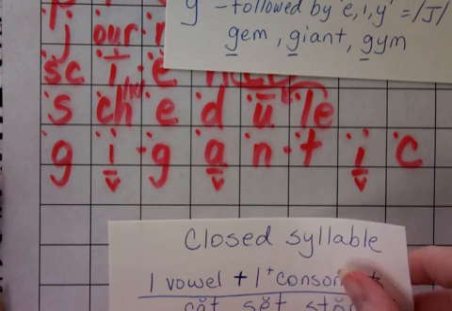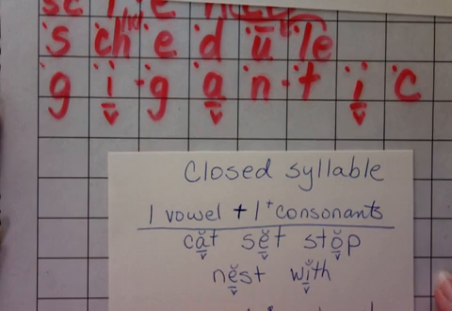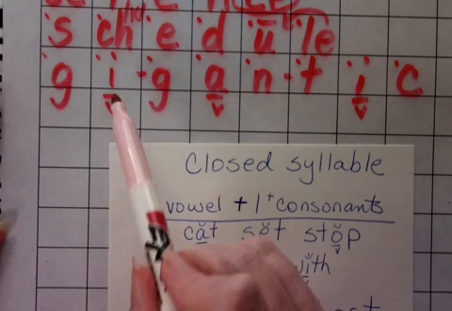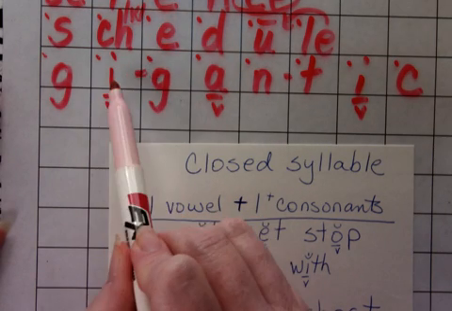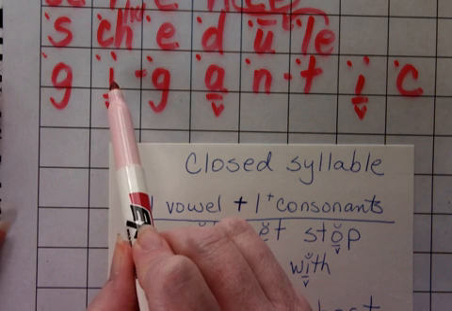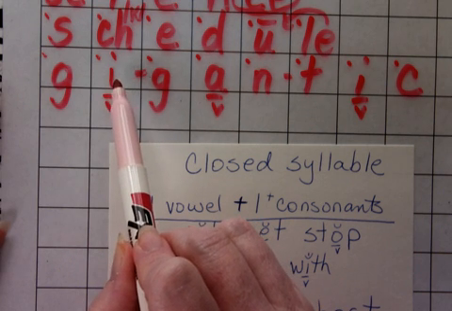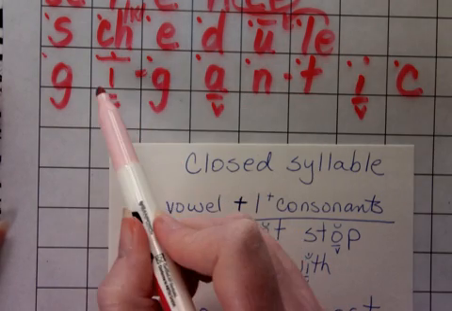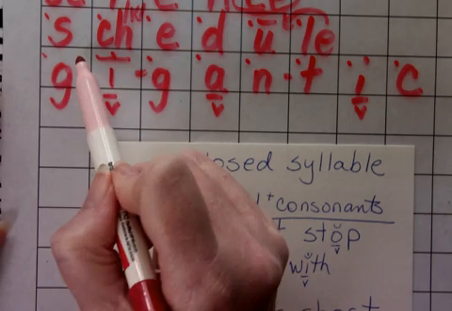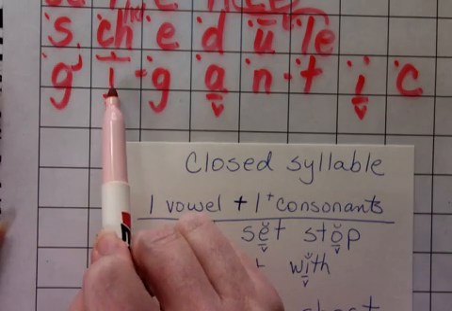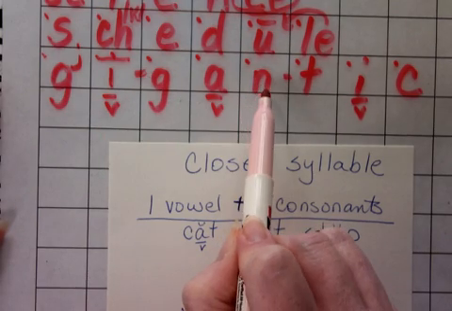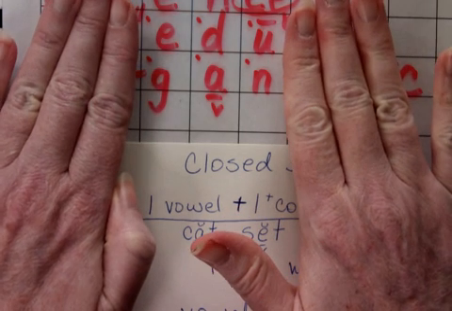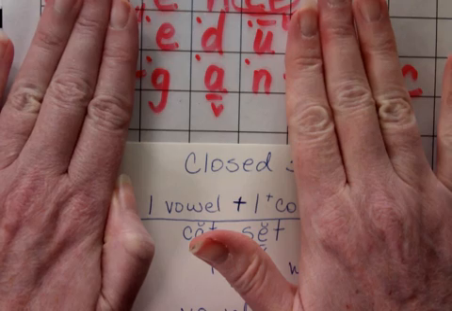Remember I told you about closed syllables. Let me scoot this up. Closed syllables. The vowel is going to be short. G-I, I is at the end of the syllable. There's nothing after it. It's open. Open syllables, the vowel is long. G followed by an E, I, or Y, we'll say the J sound. J-I. Here's my second syllable. Here's my second syllable. 1 vowel followed by 1 consonant. The vowel is going to be short.